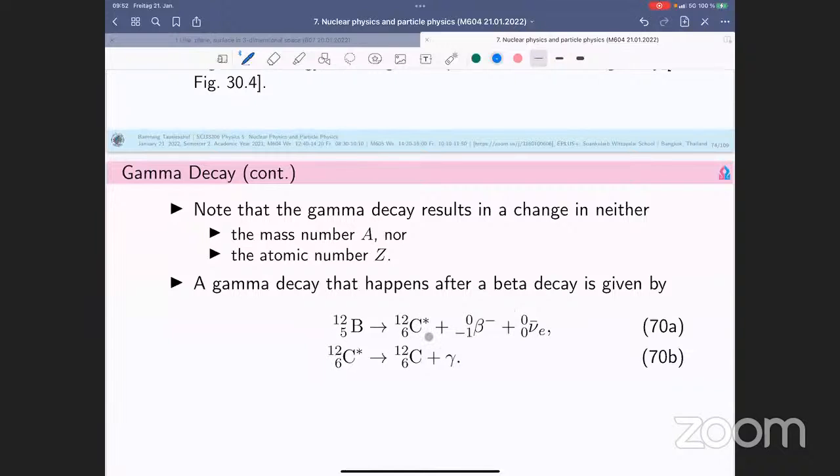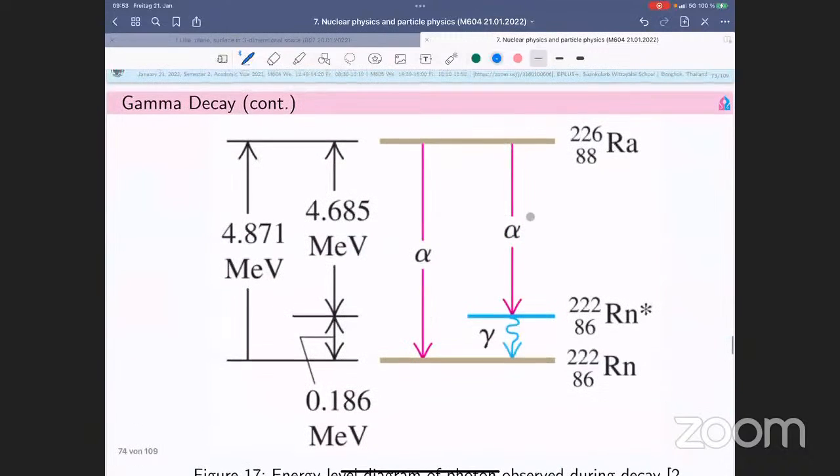But the carbon nucleus that has a star, which is still in the excited state, will be cooled down. Okay, after the vibration of protons and neutrons inside the nucleus, they will release the gamma ray. Okay, so this is also a possible way for gamma emission in the beta decay process. Okay, not only in the alpha decay process like in radium and radon.